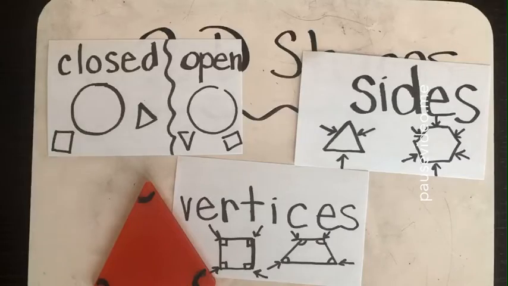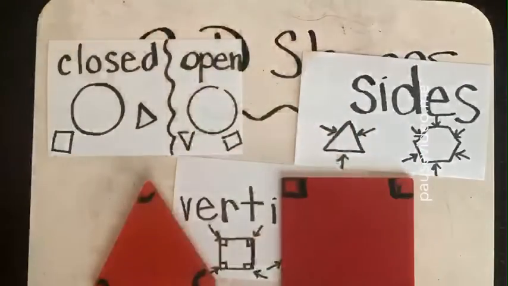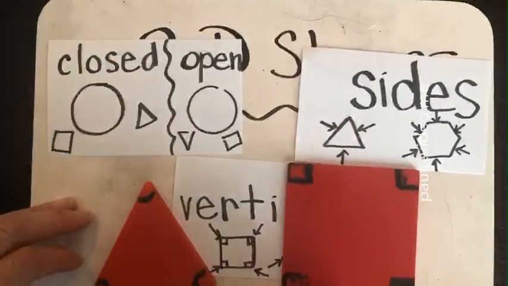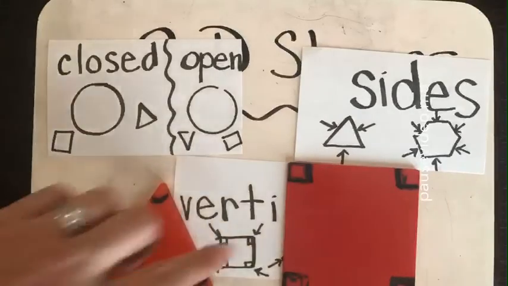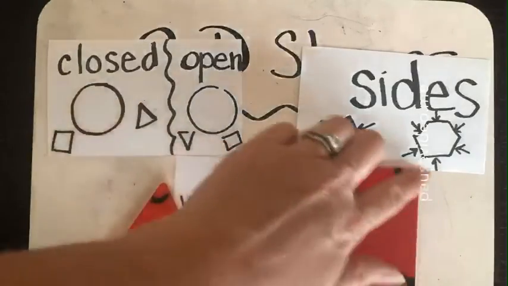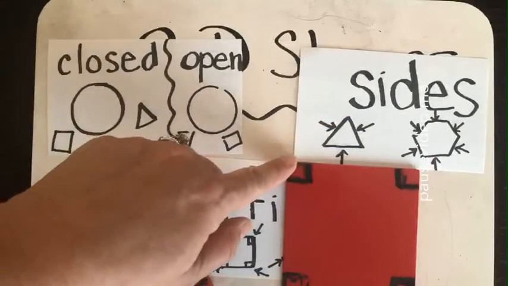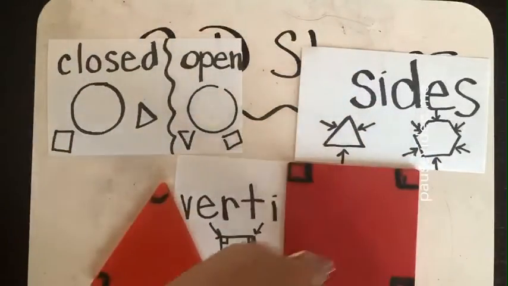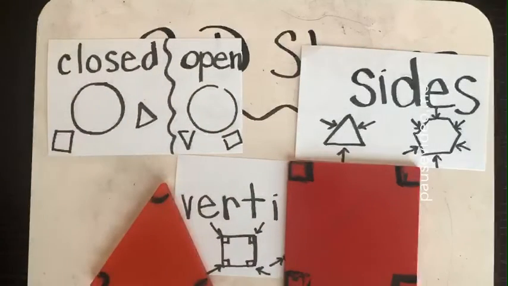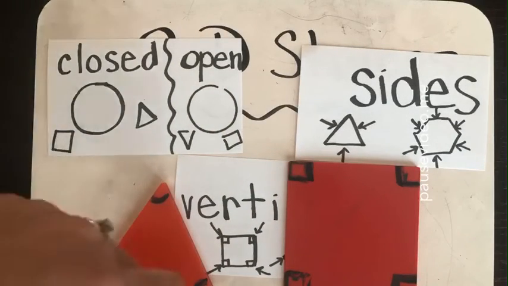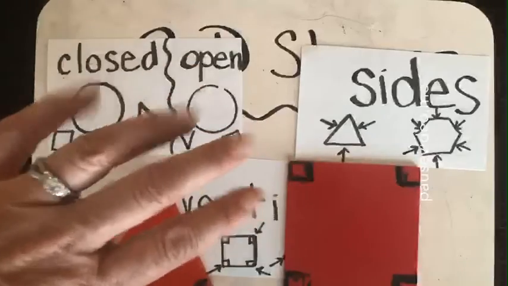Well, let's get another one. Let's get our square here. Okay, so we've got our square. I've got 1, 2, 3, 4 sides, and vertices or corners. 1, 2, 3, 4. Okay, so a square has 4 sides and 4 vertices.